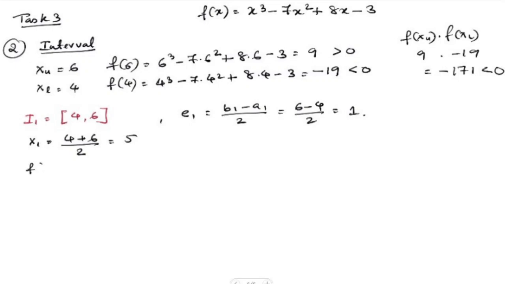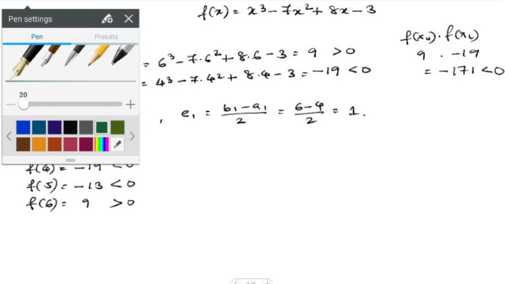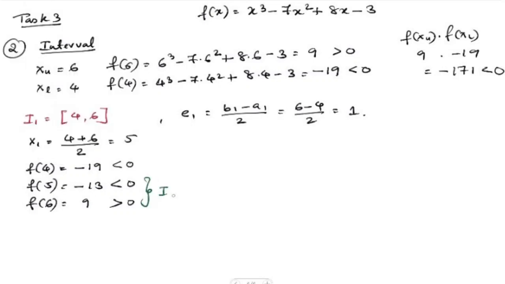Now we'll put these values in the function. So we have f of 4, f of 5, and f of 6. They should be organized in consecutive numbers, so 4, 5, 6. For f of 4, as you have already seen, we get minus 19. For f of 5, we get minus 13. And for f of 6, we get 9. So this is less than 0, and this is greater than 0. The interval is where the sign changes. Here there's a sign change from minus 13 to plus 9, so in that case, this will be our second interval.